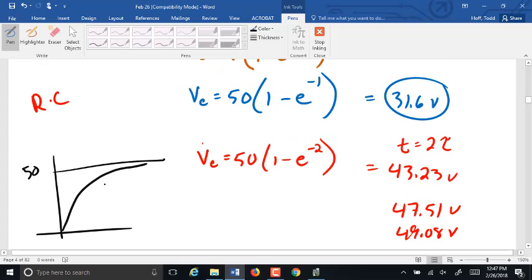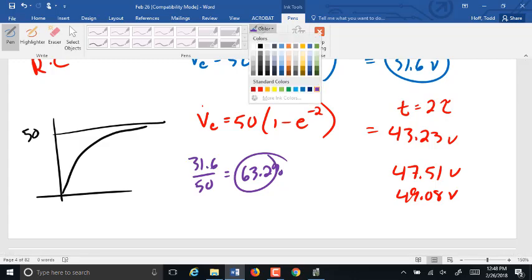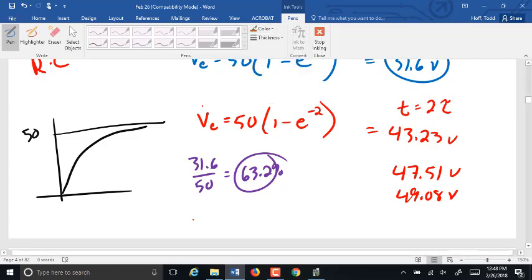There's a percentage here. 31.6 over 50 is 63.2%? One time constant is usually 63% charge, they say. What's left? Well, what's tricky here is now we have to look at what's left over. For the second time constant, there is 18.4 volts left to charge. That's just the difference from 31.6 to 50. And we charged, was it 11.63? That's the difference from 31.6 to 43.23.